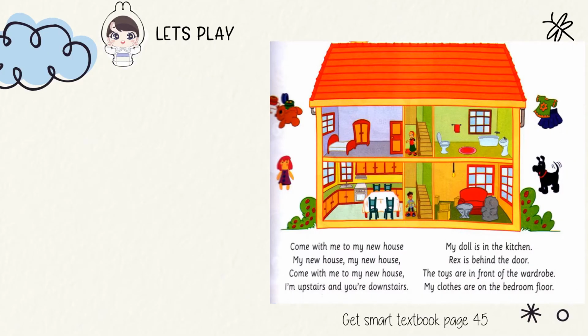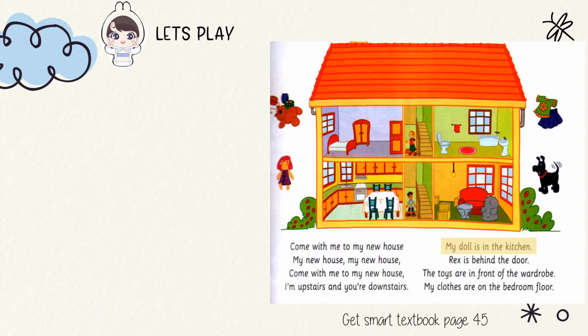Okay, kids, let's play. You have seen the song and let's answer this puzzle. Okay, we have random items. These are toys. This is a doll. Okay, what is this? These are clothes and this one is their dog's name, Rex. Okay, let's put them in their place.